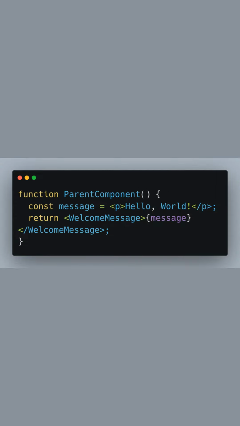Next, we have our parent component. This component creates a variable called message, which stores a simple JSX paragraph element with the text "Hello, world." Now, pay close attention to how this message is included. It's placed between the opening and closing tags of our WelcomeMessage component. This is the key part that allows us to pass React elements as props. What happens here is that the message variable is being passed to WelcomeMessage as its children prop.